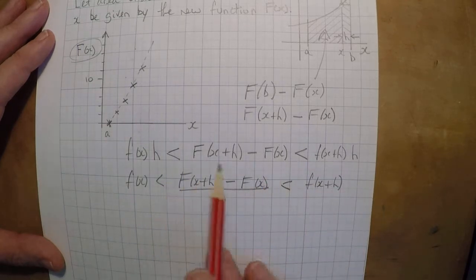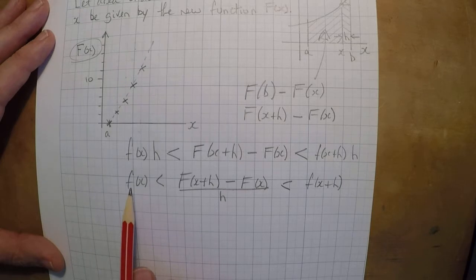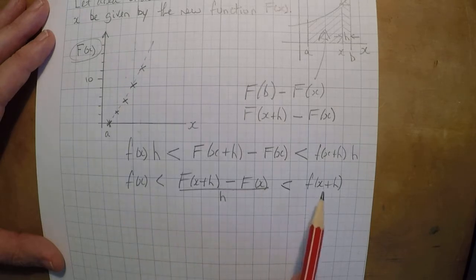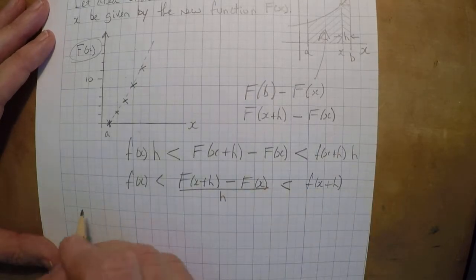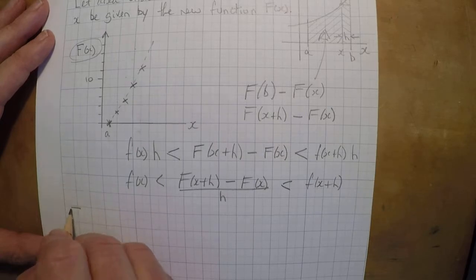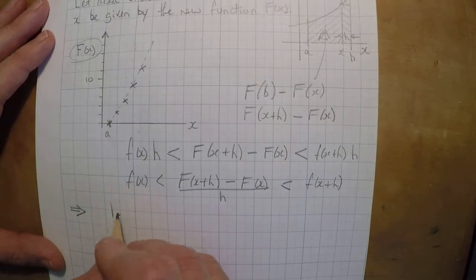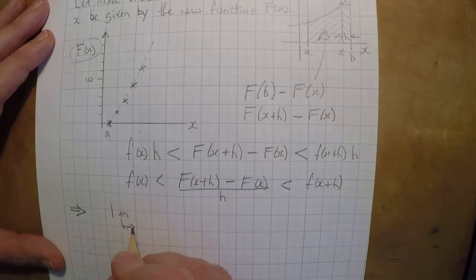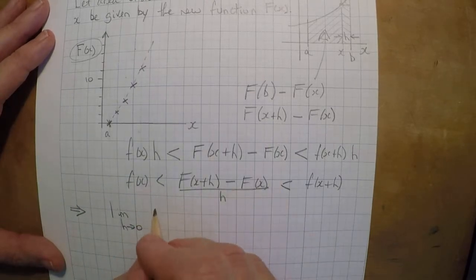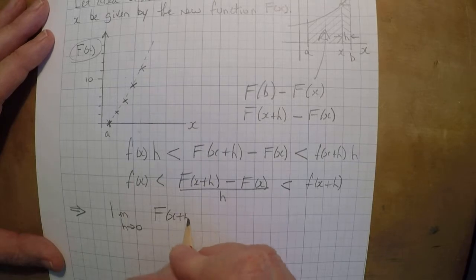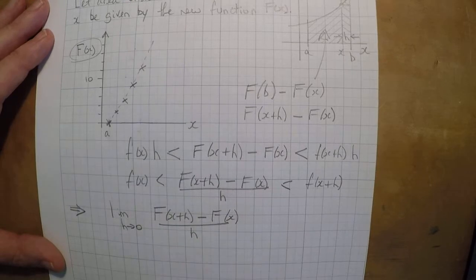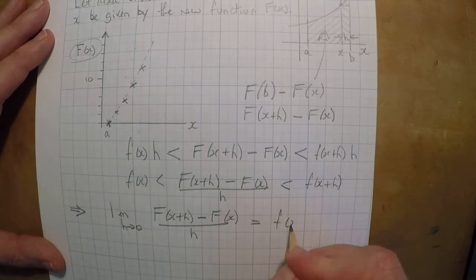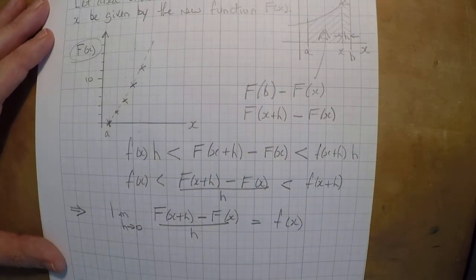So this thing is in between f of x and f of x. Well, the squeeze theorem will tell us that this thing therefore would have to equal f of x. It's the same on both sides. So we can make this startling conclusion. The limit as h approaches 0 of this thing in the middle, capital F of x plus h minus capital F of x, divided by h, must equal little f of x.